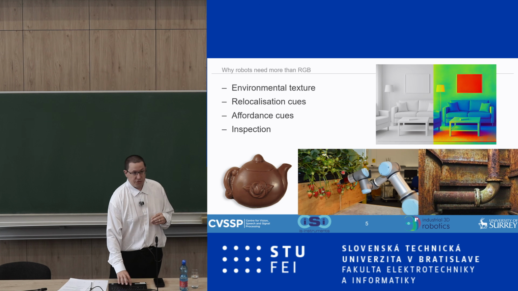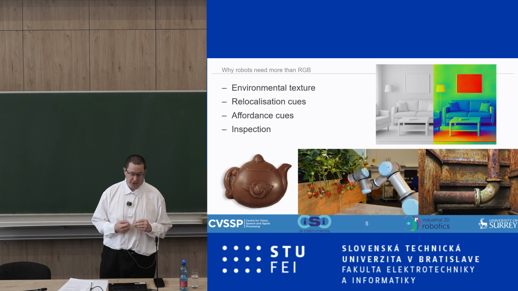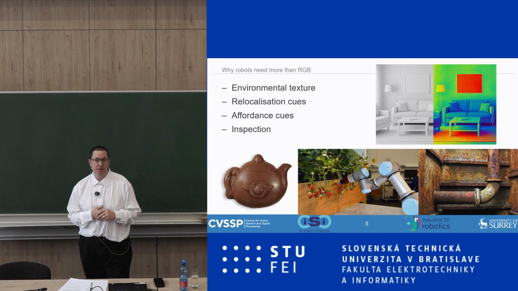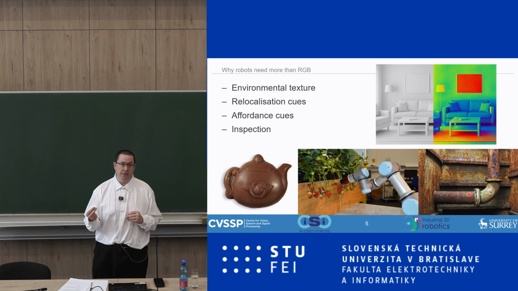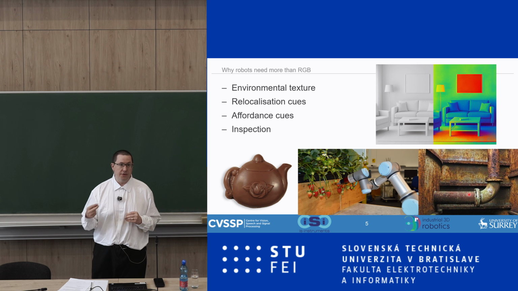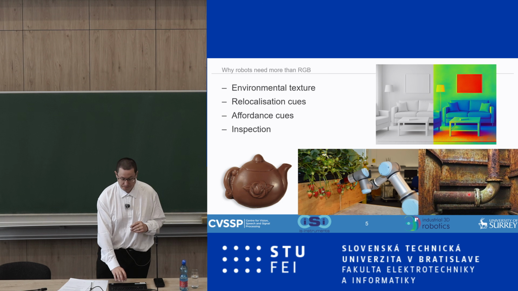Similarly, if I'm looking at these strawberries, I should be able to tell which ones are ripe, which ones are unripe, which ones I should be picking, and which ones I should leave to grow. Another very interesting one is inspection and maintenance. If I look at this pipework, and I know the materials involved, I can recognize where there's rust, corrosion, things that need to be fixed, or if it's just dirt and grease and it's fine, I don't need to do anything about it.